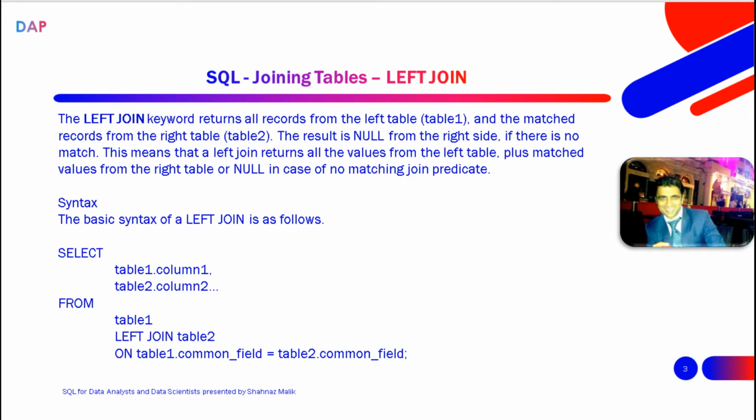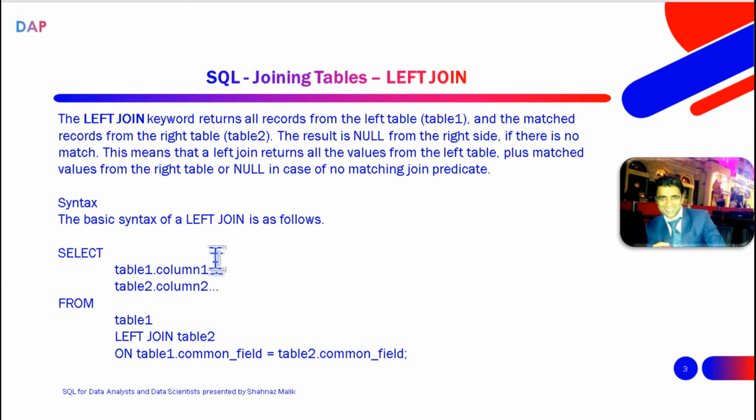Just remember, the left join keyword returns all the records from the left table and the matched records from the right table. The result is null from the right side if there is no match. This means that the left join returns all the values from the left table, as I said, plus the matched values from the right table, or null in case of no matching. Keep this in mind, and I have given a quick text, if you need to copy it somewhere.